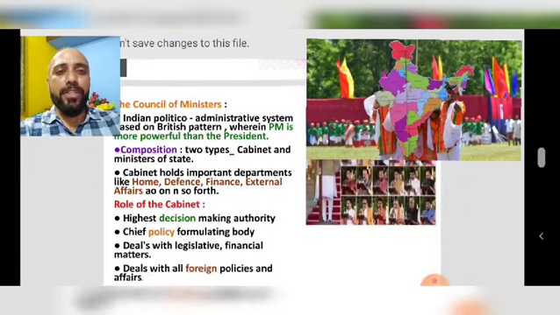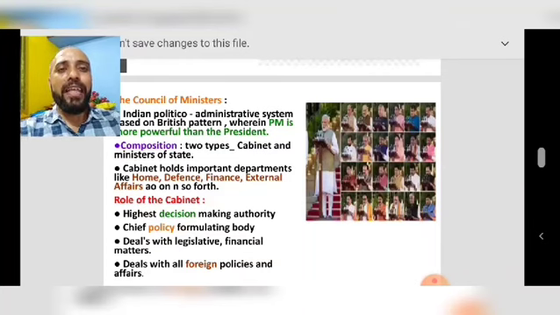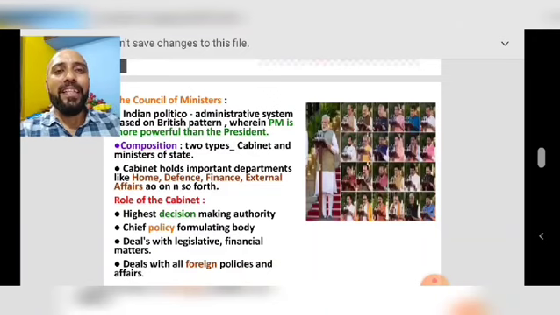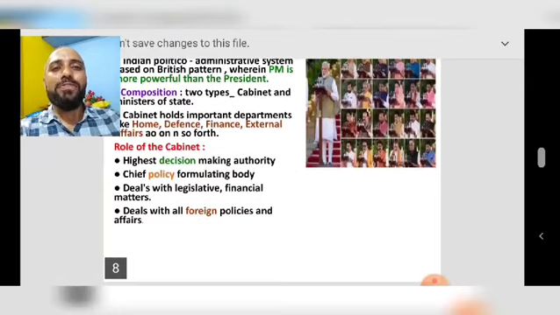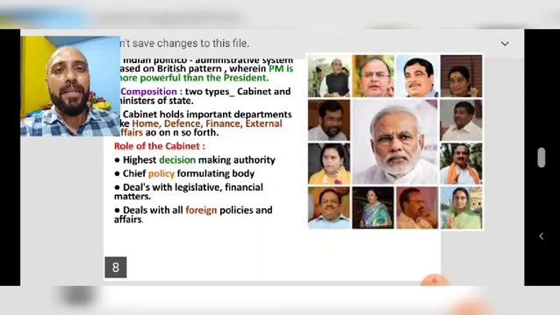Composition of Council of Ministers is in two types, the Cabinet Ministers and Minister for State. Cabinet holds important departments like Home, Defense, Finance, External Affairs, and so on. The role of Cabinet is also important because Prime Minister being the important part and the leader of Cabinet Minister, and Cabinet Minister is a team that supports the Prime Minister of India.